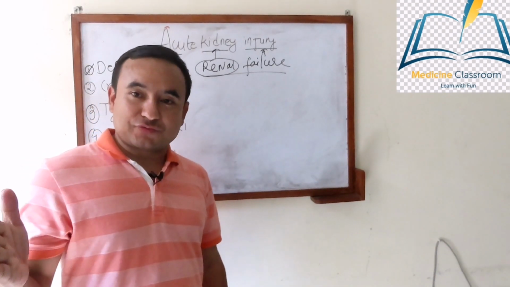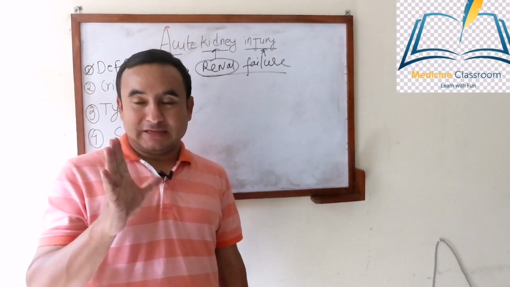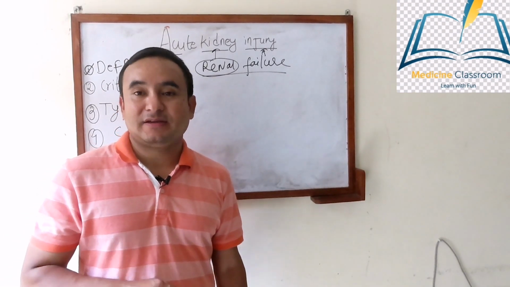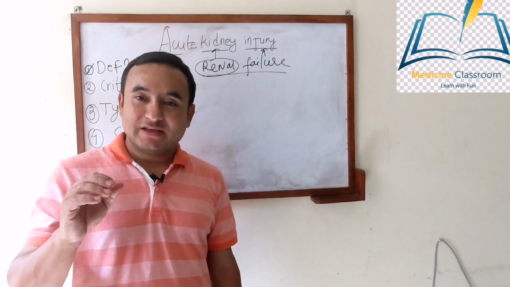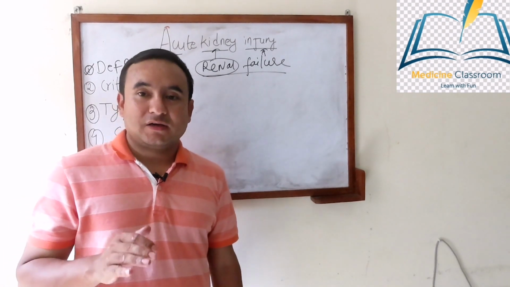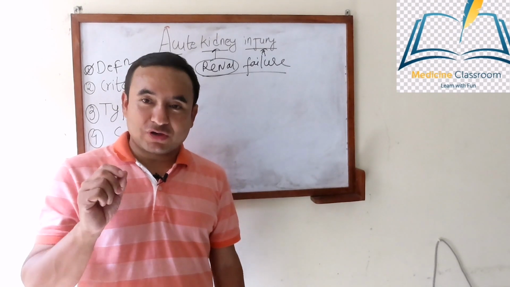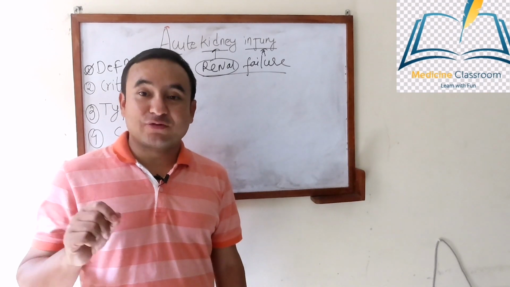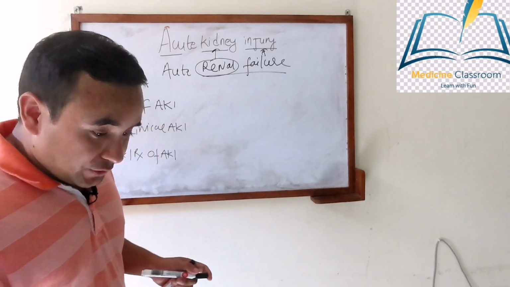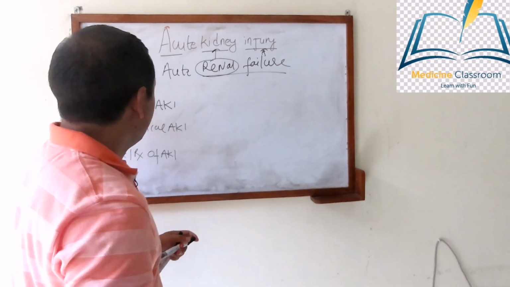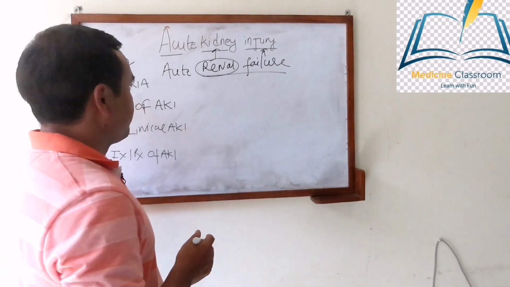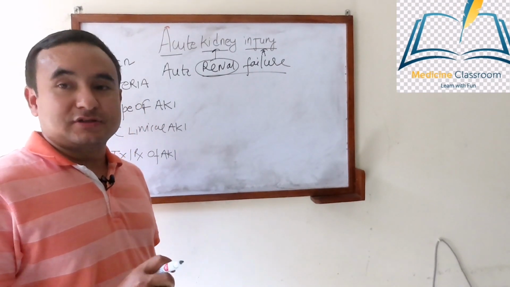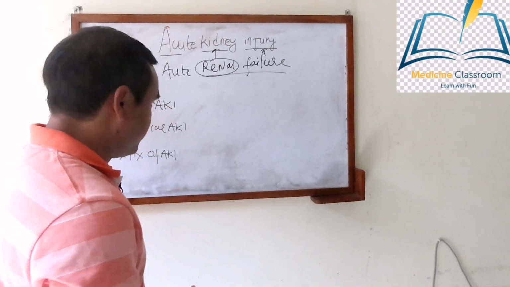There is also a term called chronic kidney disease, and the time limit to differentiate acute kidney injury from CKD is 3 months. If someone has kidney function impairment for more than 3 months, then we call that CKD. If it is less than 3 months, then we call it acute kidney injury. So how can we define acute kidney injury? It is the abrupt onset of impairment in kidney function.